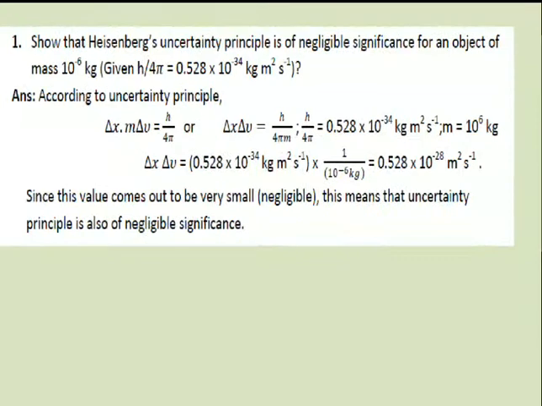Here is a numerical: show that Heisenberg's uncertainty principle is of negligible significance for an object of mass 10^-6 kilogram. This numerical we have already done in our explanation.